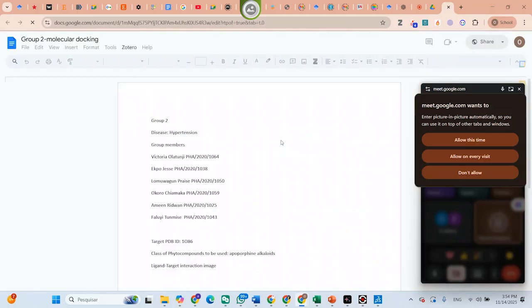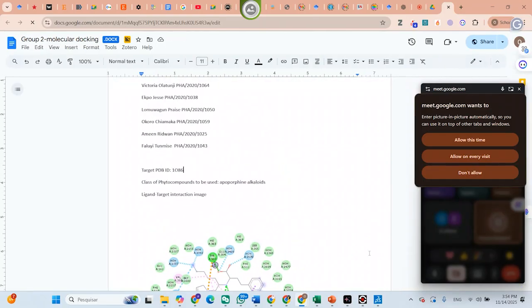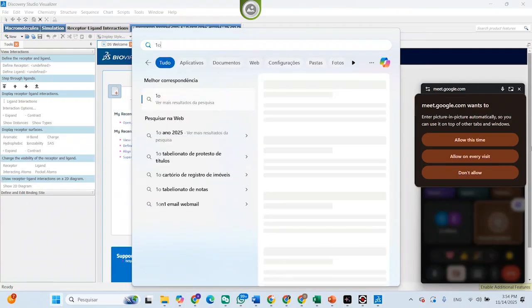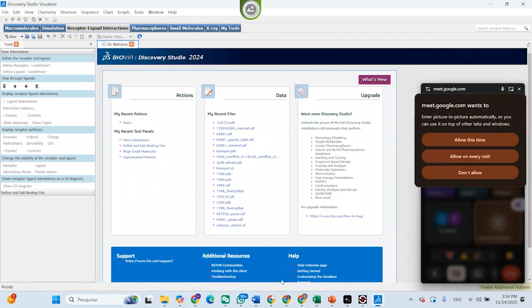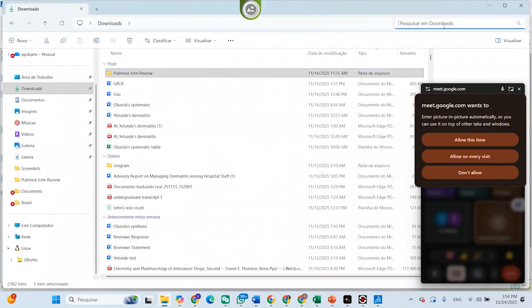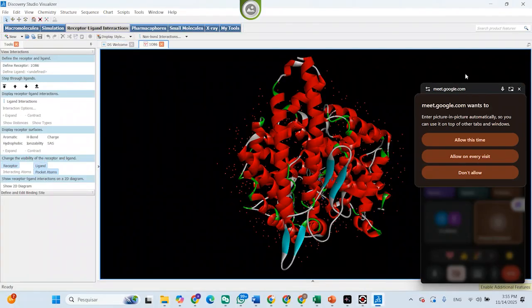Group 2 is hypertension. Then your target is 1086. Okay, I think I have this protein, 1086, but any which way. Please, just a moment. Let me bring up the protein. Yes, I have the protein. Okay, so now I think I can share my entire screen with you guys.